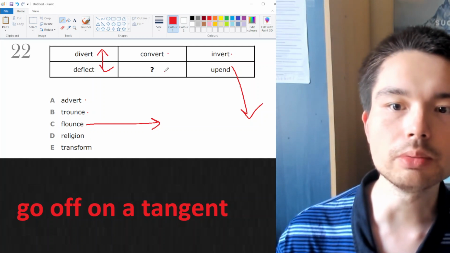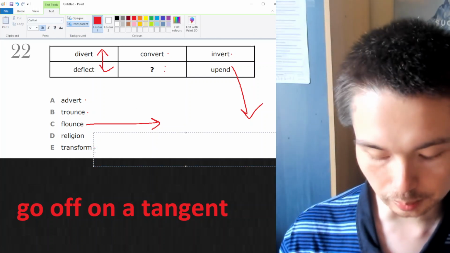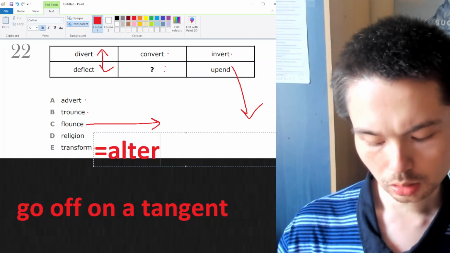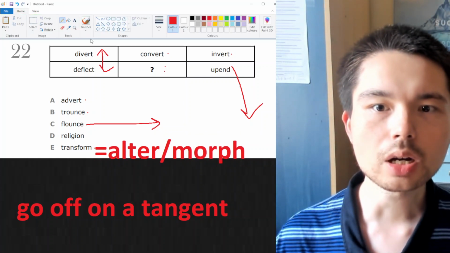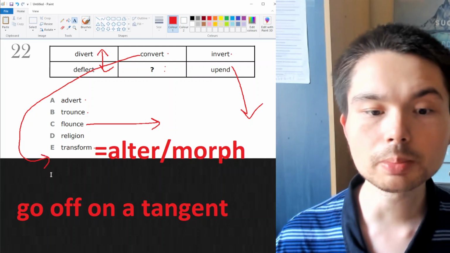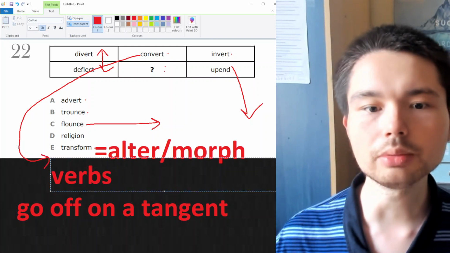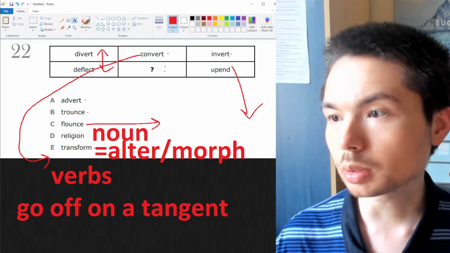So there we go. Convert and transform, they are the same. Put alter next to it. Morph. Both of these are verbs. Write it with me, verbs, but religion would be a noun, so it's the wrong kind of word here. That is a noun. Okay, let's quickly Google. Let's hurry up. 2 more questions.